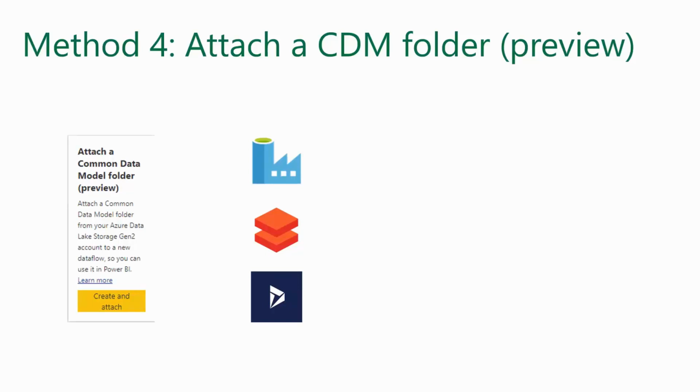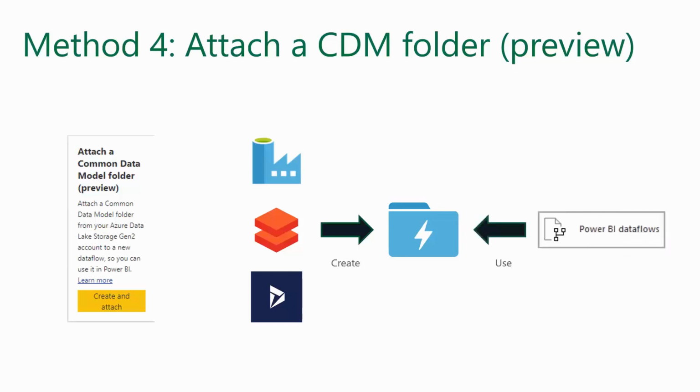And then method number 4, that is the method that starts to create a correlation between Power BI data flows and other applications that are CDM aware. So this method means to attach an existing CDM folder. You can attach a folder to your Power BI data flows, a folder that has been created by Data Factory, Databricks, or Dynamics 365. Anything that is CDM aware can produce something in a data lake, and you can attach that folder according to the CDM. So something creates, and Power BI data flows use that folder.